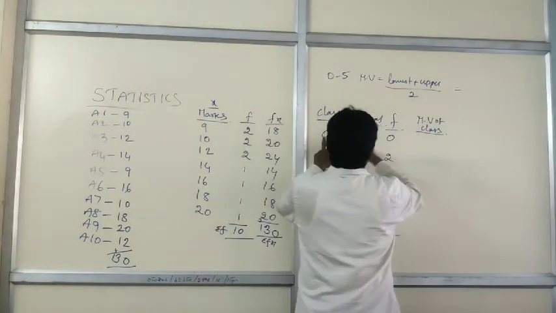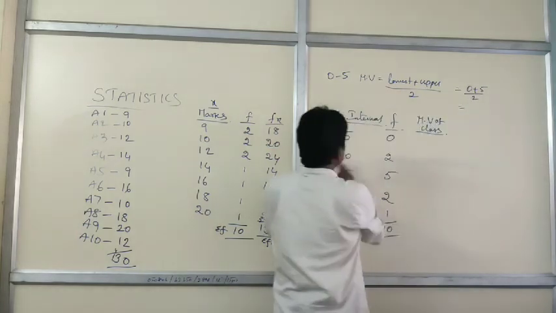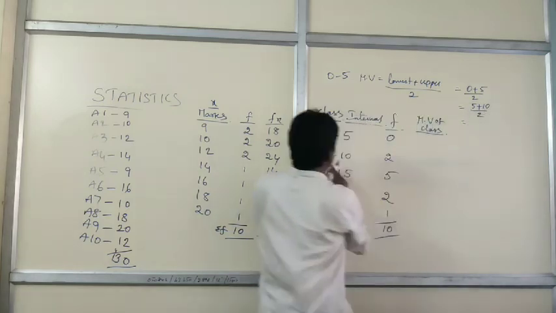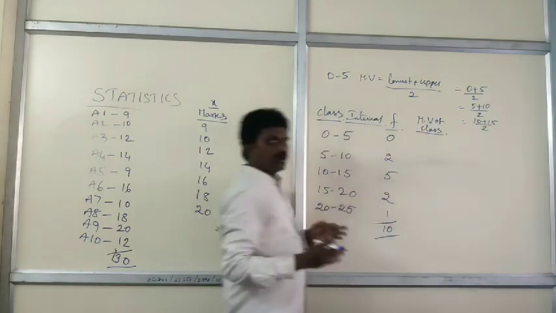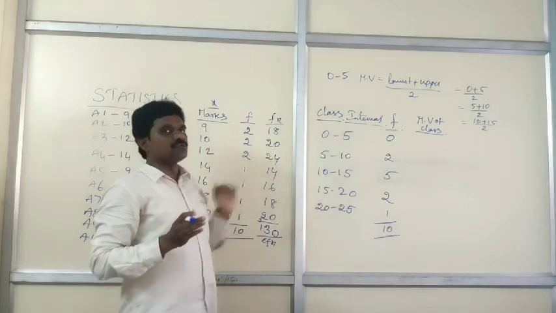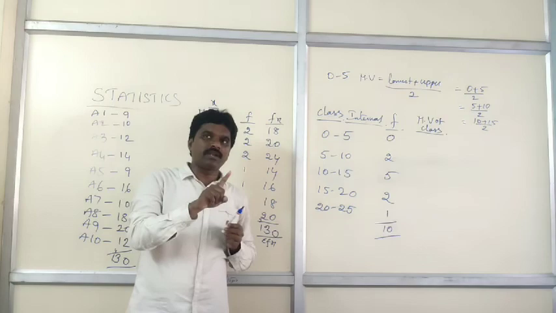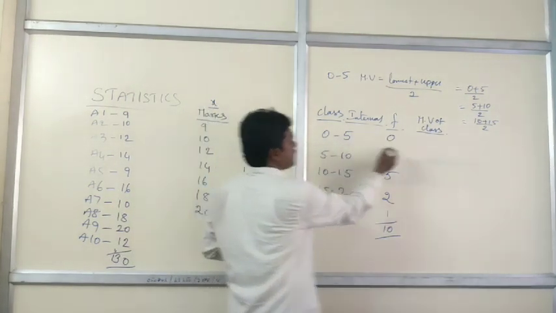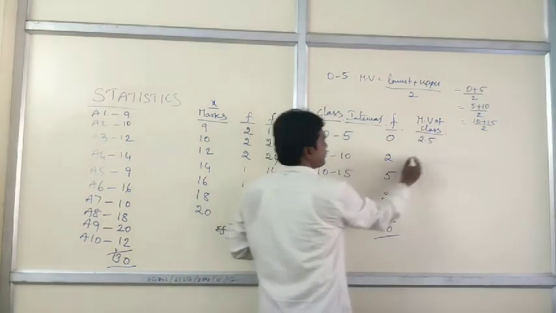If you observe very clearly, here it is 0 plus 5 divided by 2. And for 5 to 10, we can see 5 plus 10 by 2. And for 10 to 15, 10 plus 15 by 2. So the average of the class is maintained. The x values, the mid values, are maintained by taking the formula lower boundary plus upper boundary divided by 2. Now, 0 plus 5 by 2 is 2.5. 5 plus 10 by 2 is 7.5.